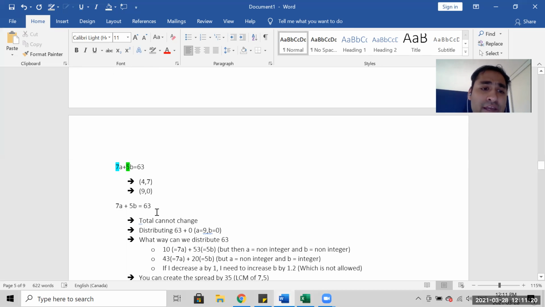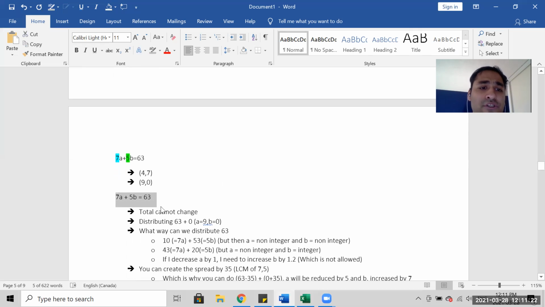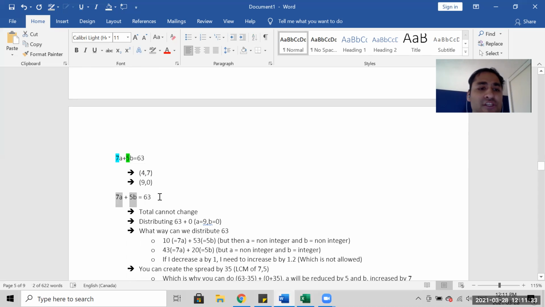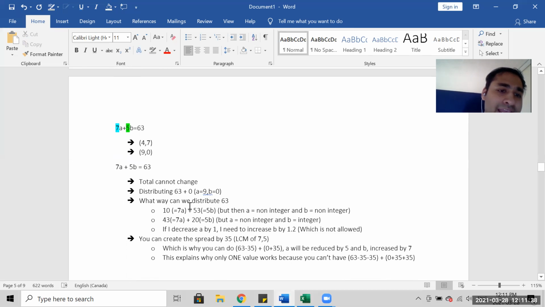So I think I've cracked it. First and foremost, the total does not change: 63. The goal is to distribute that 63 between these two different values. One way to distribute it is to put the 63 across the 7a and have 0. That's one way to distribute it.